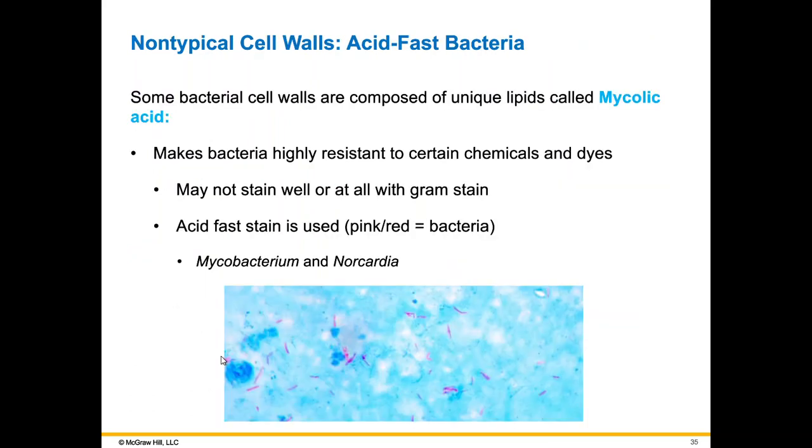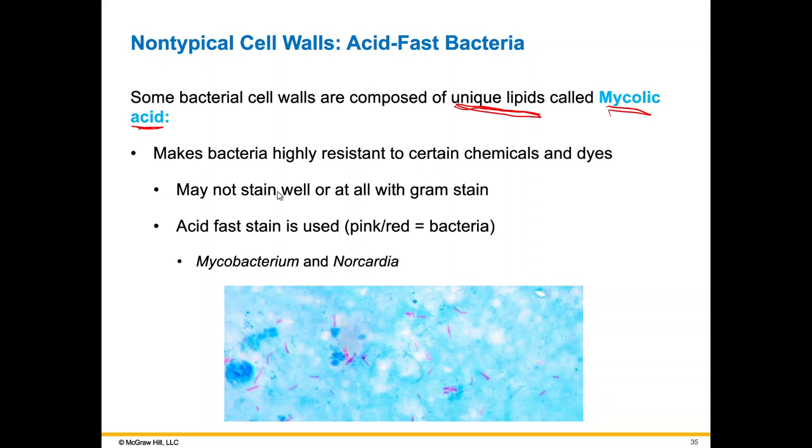Alright, so now remember I said that bacteria cells are known for having peptidoglycan in their cell walls. You need to know that. Well, there's always exceptions to every rule. Some bacteria do not have typical cell walls, and some of them have unique lipids that make up their cell wall called mycolic acid. Mycolic acid makes these bacteria very resistant to stains, such as the ones that are used in the gram stain. So if you do a gram stain and you don't see any bacteria, even though you know they're there, well, then that might tell you that it's one of these atypical cell wall individuals.